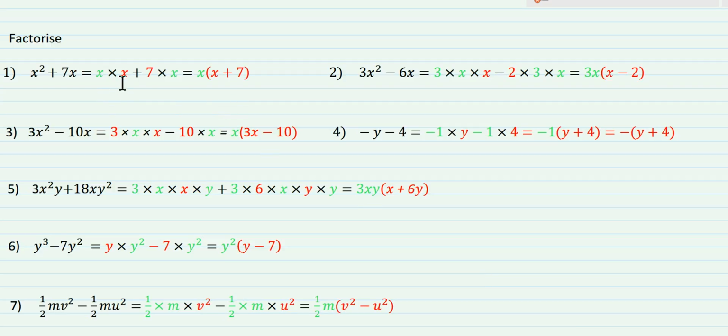And what's left behind here is x. So you open the bracket, put x here in red. And what's left behind here is 7. So you put the plus 7.